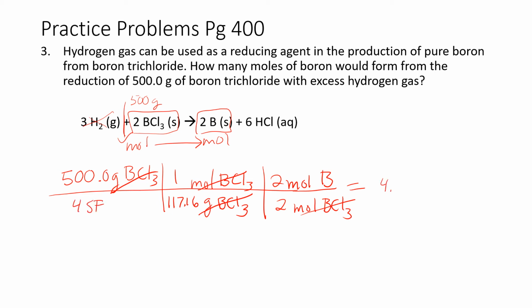So 4.268 moles of boron would be our answer. So since it asks for moles of boron, that's where we're going to stop. Okay, so some questions don't have to go all the way to grams of the next chemical. All right, we've got one more to try out.